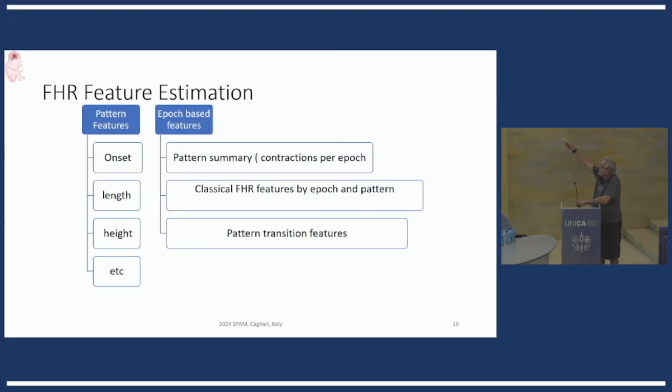And then for each pattern we've identified, there's a set of parameters. For each pattern, we know its onset, its length, its height, and other variables. For epochs, we summarize what the patterns were and what the statistics were. We've identified these features for 10-minute, 20-minute, and 30-minute epochs, so we can track the time-varying behavior.